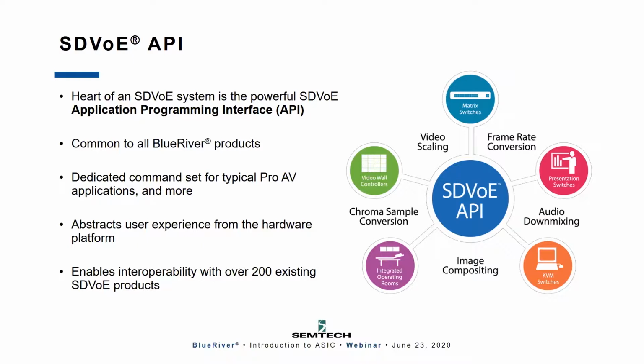The other nice thing about being a common API across all BlueRiver enabled products is it enables interoperability. And right now, there's over 200 existing SDVoE products on the market today that are all interoperable with each other. You can check out some of those products at the SDVoE Alliance product catalog webpage. It's worth taking a look. There's a lot of good products out there.